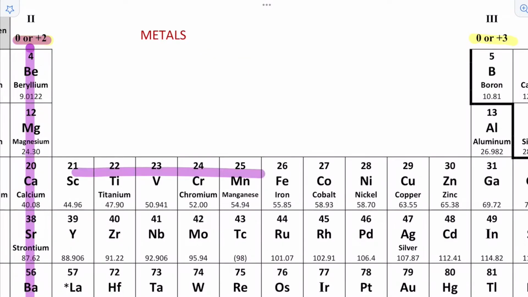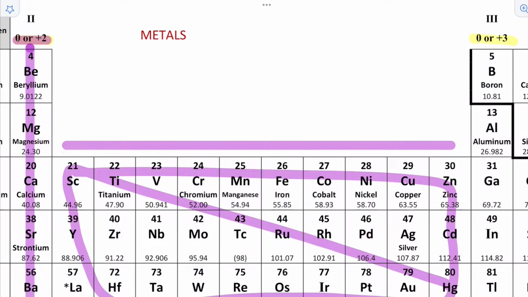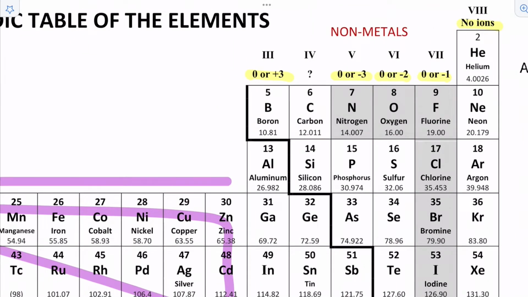We're going to skip over this center block for a minute because you'll notice they don't have numbers up here because they are special. Over here, we get the 0 or +3 column, and we're really mostly going to focus on aluminum in this column. The fourth column has a question mark. In general, the elements in this column do not form ions. They do a different type of bonding, which we will learn about later.